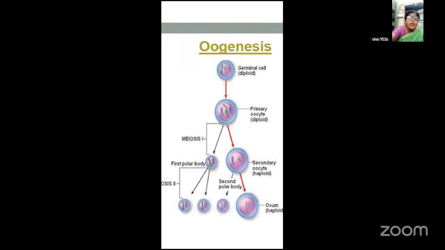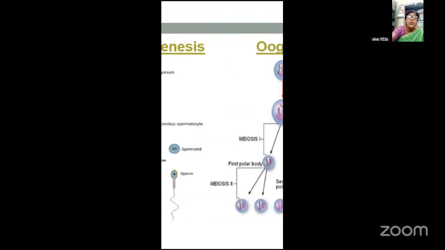Simultaneously, the first polar body, which is formed during meiosis one, sometimes may divide or sometimes may not divide. If it doesn't divide, it will degenerate. And if it wants to divide, it will divide and result again in the formation of the second polar body. So this is nothing but oogenesis. So this is how the difference between spermatogenesis and oogenesis is seen.